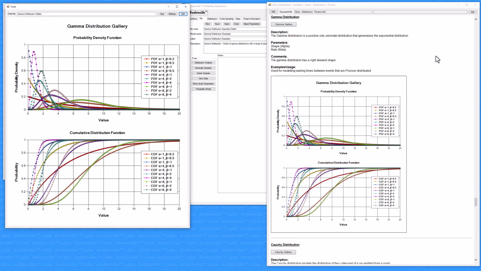The gamma distribution is a positive-only unimodal distribution that generalizes the exponential distribution. The parameters are shape and rate. The gamma distribution has a right-skewed shape. The distribution can be used for modeling waiting times between events that are Poisson distributed.